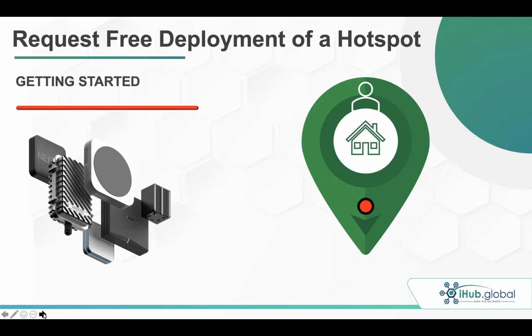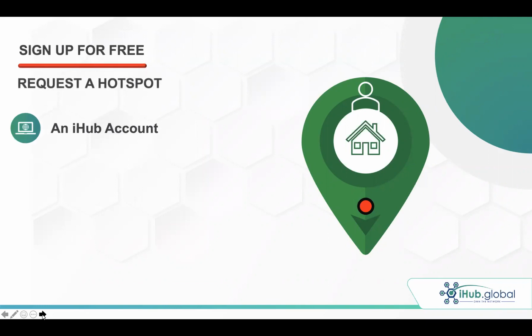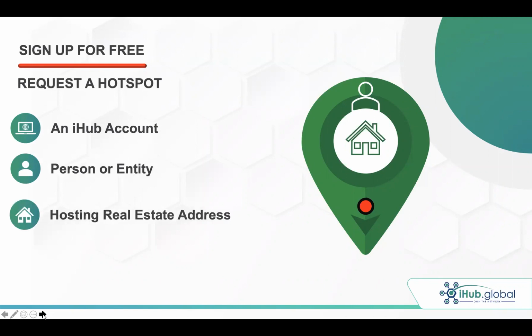It really just requires three things in the plan, okay? Number one, you can sign up for free and request a hotspot by creating an iHub account. With that iHub account, you need a person or entity to create the account, and you need a hosting real estate address, okay? Those are the three things you need to get started.